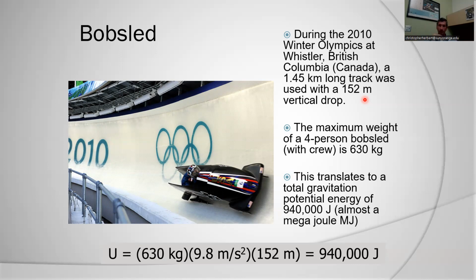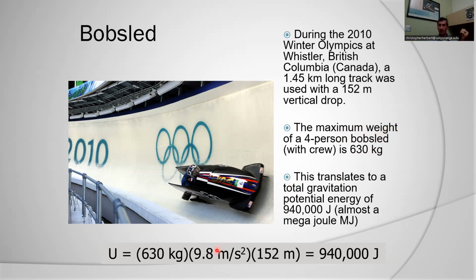So I would say the bottom of the bobsled run would represent 0 potential energy. The top would represent the mass of the bobsledders at the maximum weight the bobsledder can have with a 4-person crew, which translates to a mass, weight mass, of 630 kilograms. So this is really maximum mass.